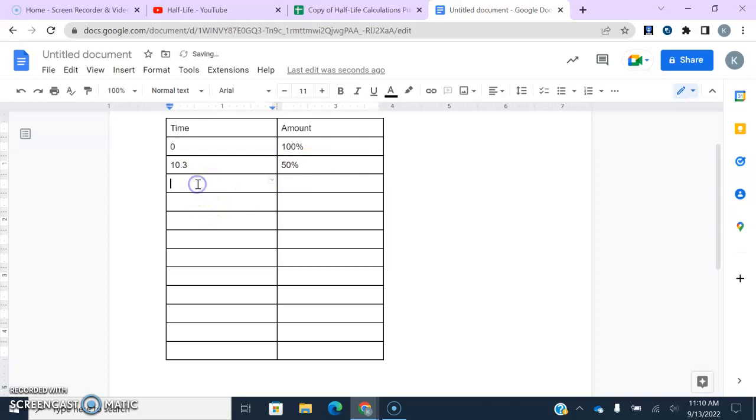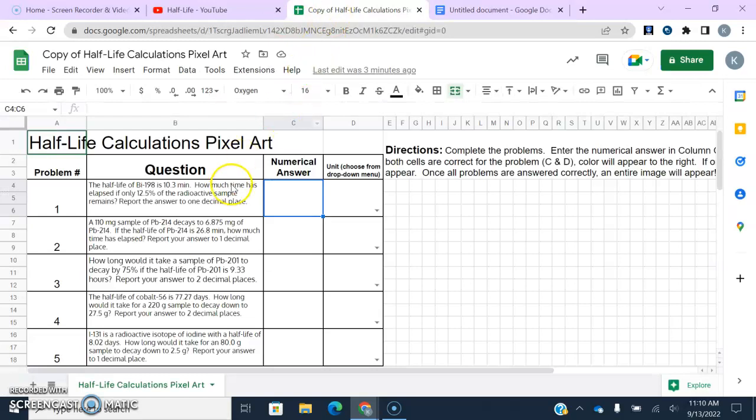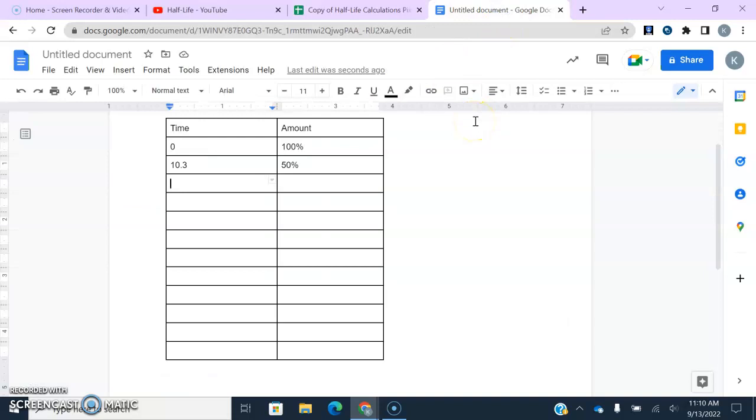50%. Now we need another half-life, because our question wants to know how much time has elapsed if 12.5% remains. So we're going to keep doing this process until we get to 12.5%. Our half-life is 10.3, so 10.3 plus 10.3 is 20.6, and 50% divided by 2 is 25%. We're still not done. We need another half-life. Remember, we're not doubling here, so we're not going to double 20.6. We're going to add 10.3, because that's the amount of the half-life.